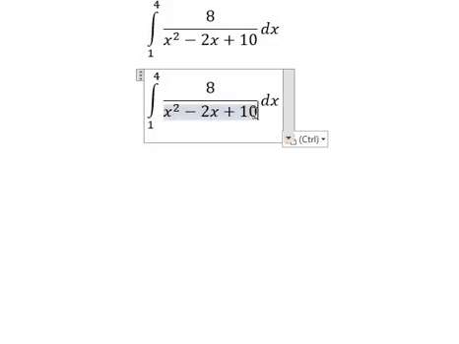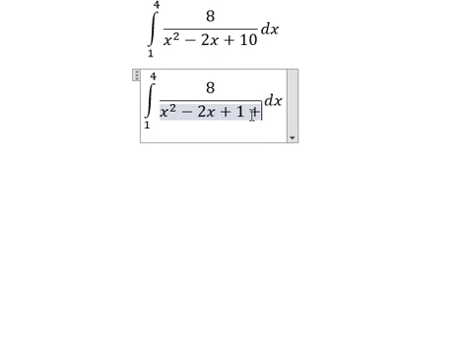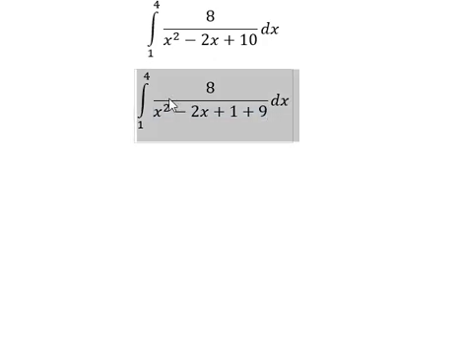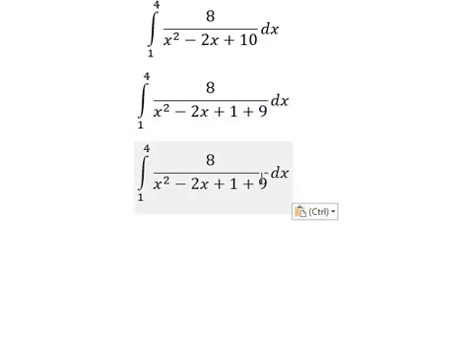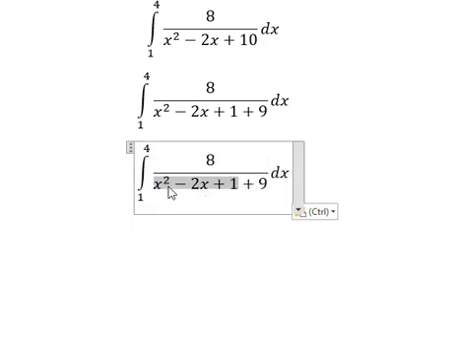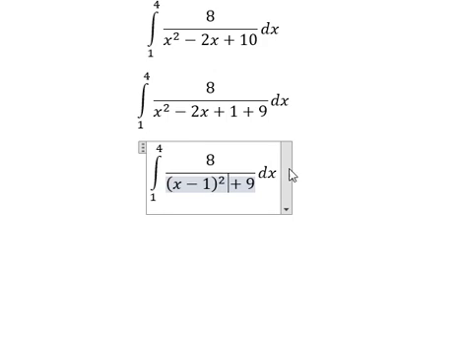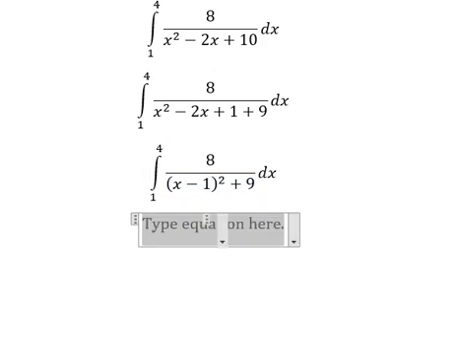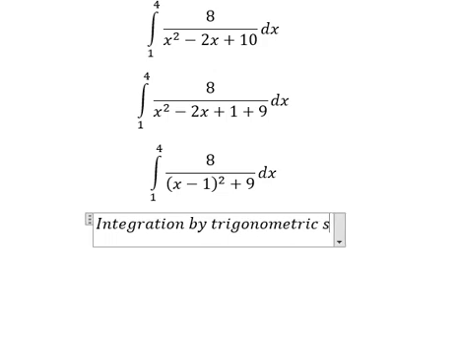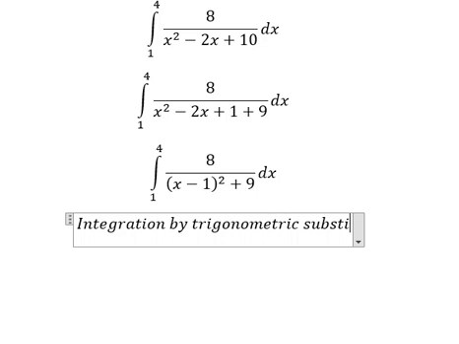Number 10, I can put into 1 plus 9. This one is about identities. So I will put s minus 1, everything to the power of 2. Next, we can use integration by trigonometric substitution.